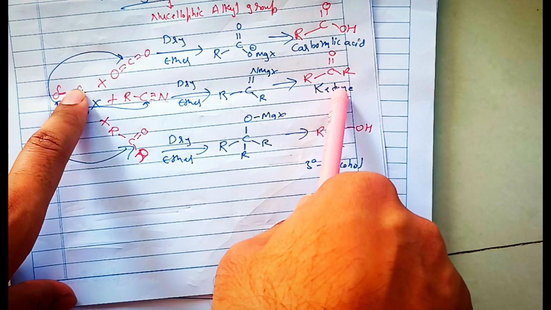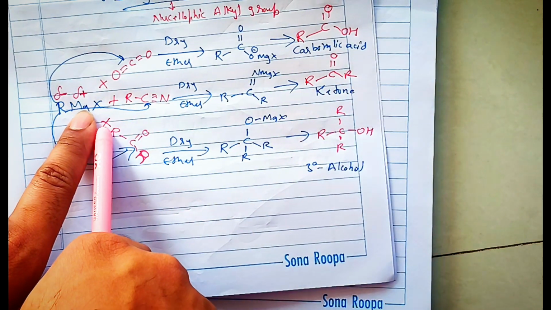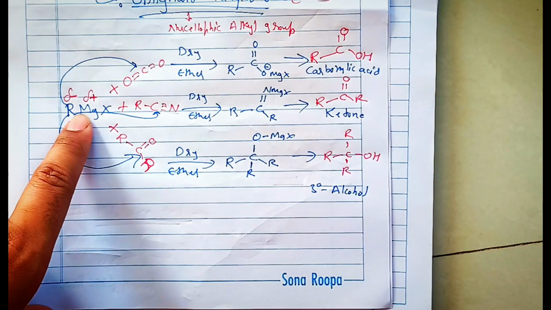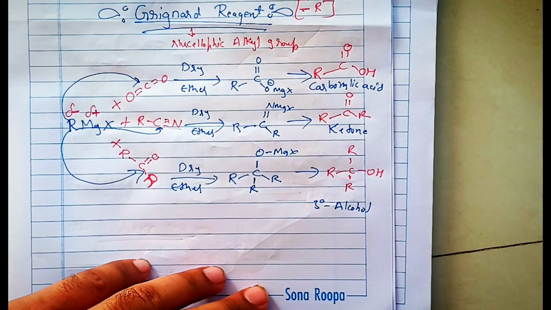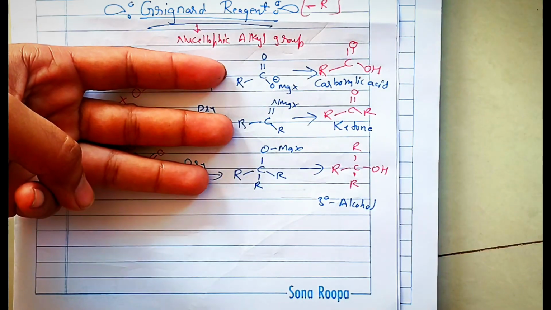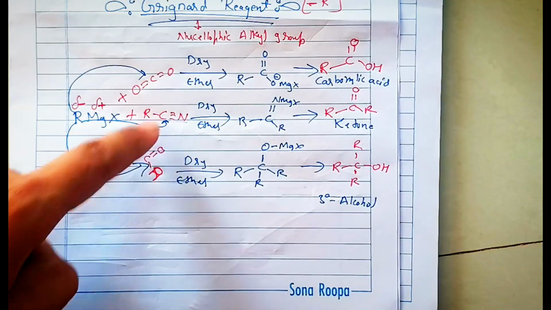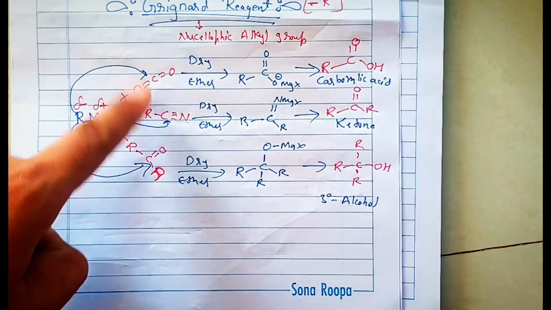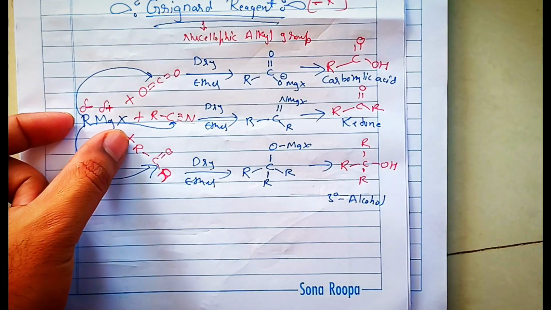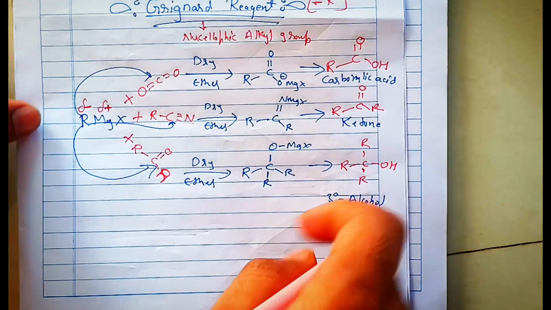So in the carboxylic acid chapter we will get this reaction using Grignard reagent. In the aldehyde and ketone chapter we will get this by using the Grignard reagent, and in the alcohol chapter we will get this as the product using the Grignard reagent. Okay, like this, by using the Grignard reagent we can make three products. These are the reactants, these are the products, and the common reagent is the Grignard reagent.